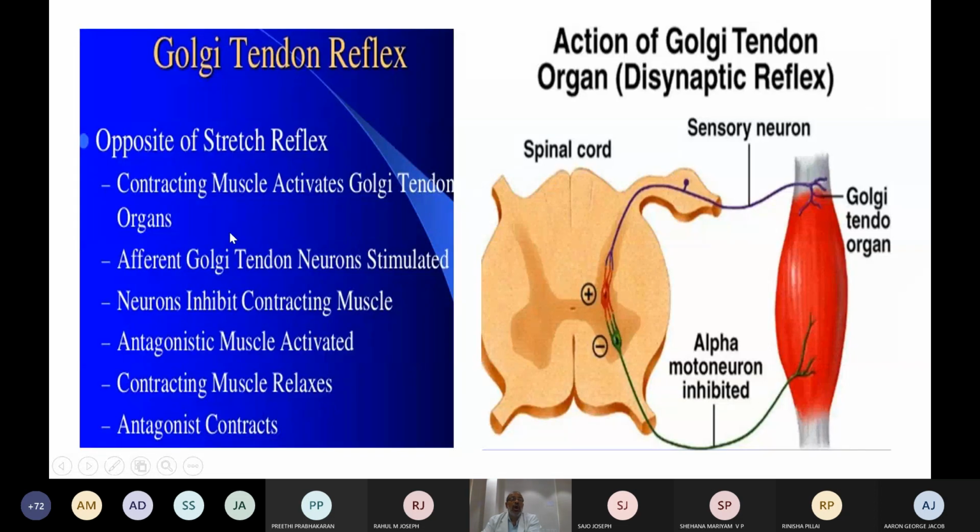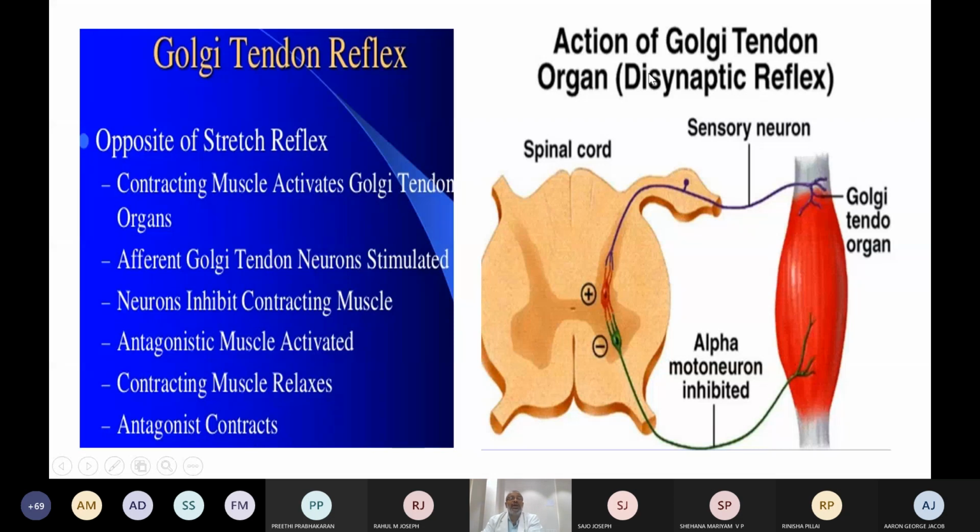So this is the Golgi tendon reflex. It is opposite to the stretch reflex. Contraction of the muscle activates the Golgi tendon organ. Afferent Golgi tendon neurons are stimulated. These neurons inhibit the contracting muscles, and antagonistic muscles are activated. The contracting muscle relaxes and the antagonistic muscle contracts.